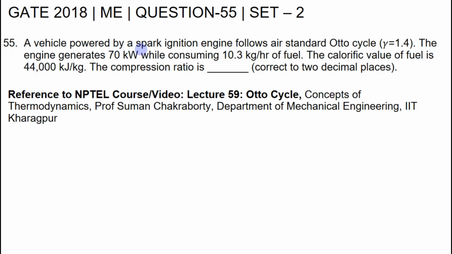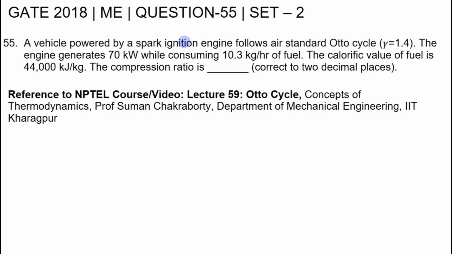A vehicle powered by a spark ignition engine follows a standard Otto cycle for which the heat capacity ratio is 1.4. The engine generates 70 kilowatt while consuming 10.3 kilogram per hour of fuel. The calorific value of fuel is 44,000 kilojoule per kilogram, and we need to find the compression ratio of this air standard Otto cycle, corrected to 2 decimal places.